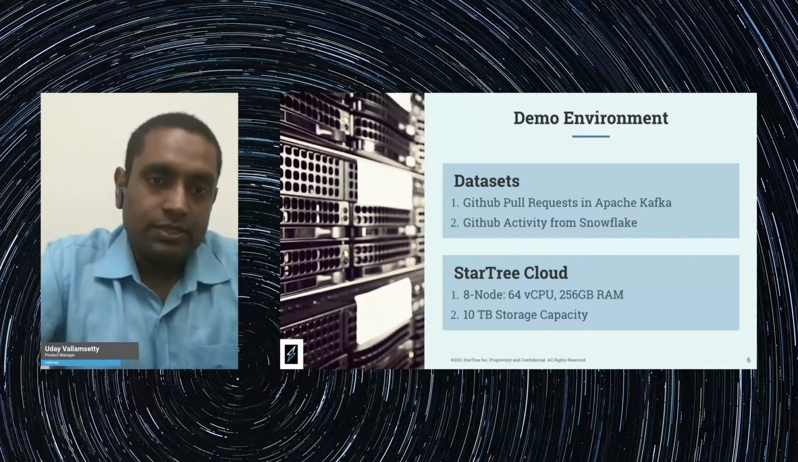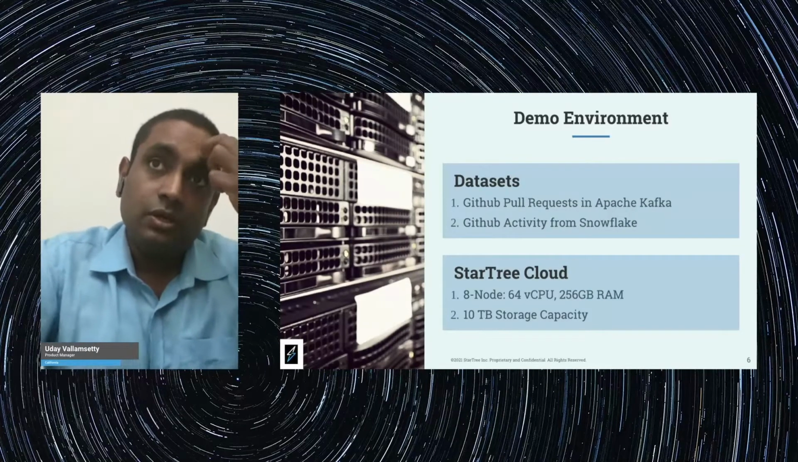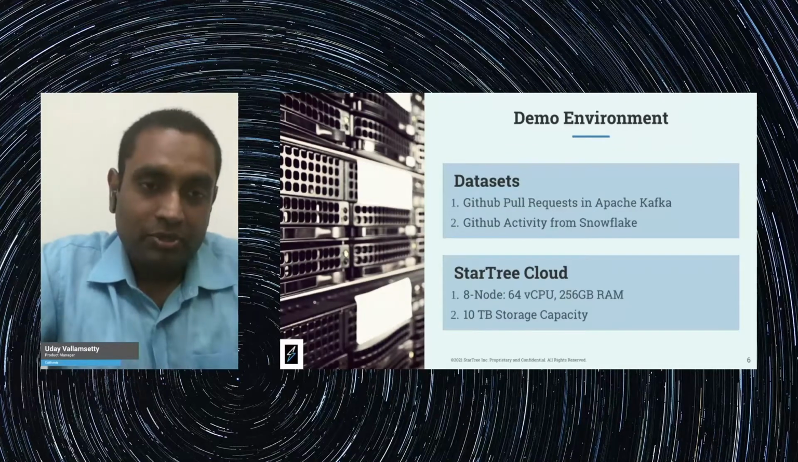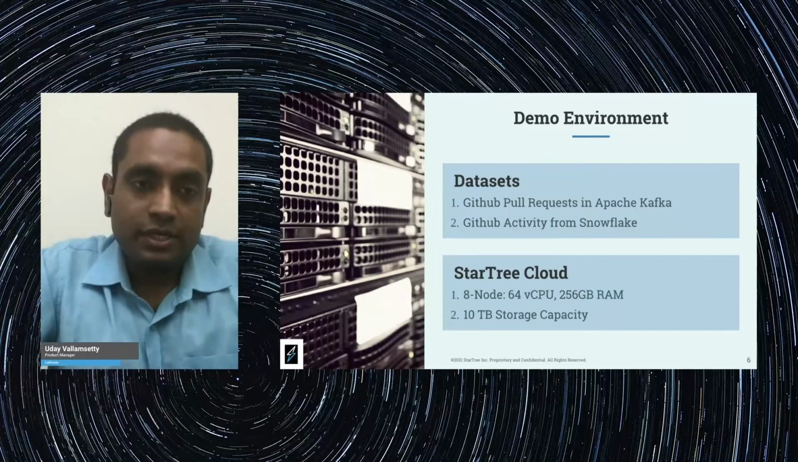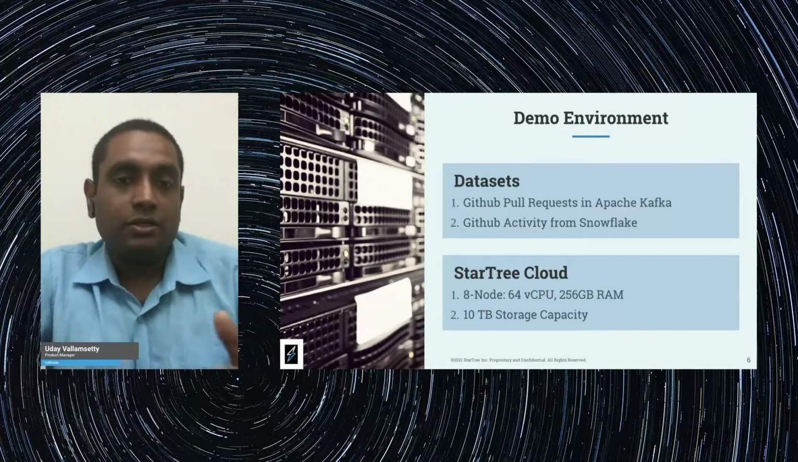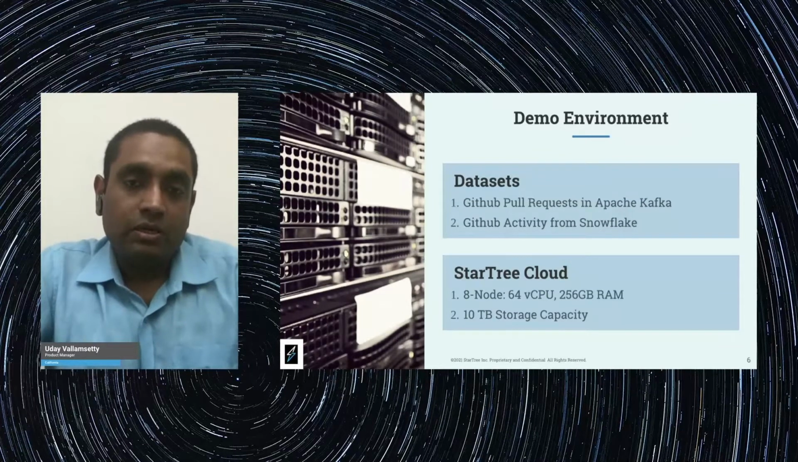I'm using two data sets for this demonstration. Both are GitHub data because it's available and it is interesting to look at. The first data set is the pull requests and events that are happening in real time, streamed from the GitHub servers to our internal Kafka cluster.